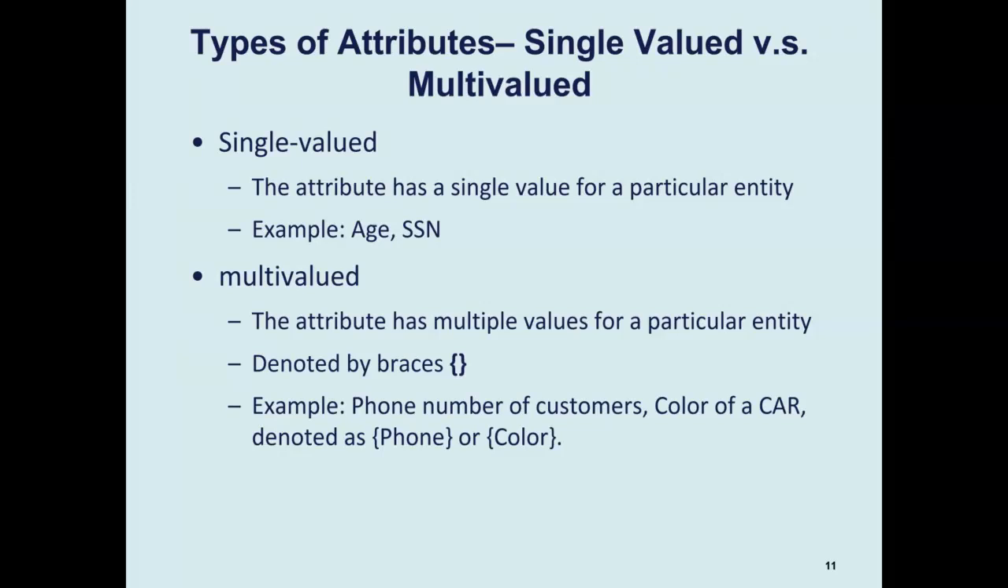Another one is the color of a car. If you only use a single attribute color to record the color of a car, then that color can be multi-valued, because a car usually has an interior color and an exterior color. So that really depends on the design.